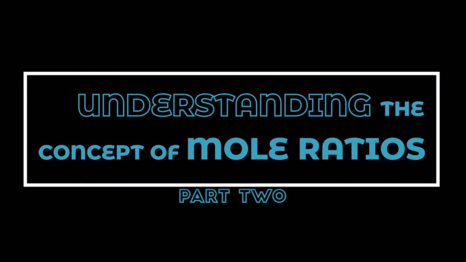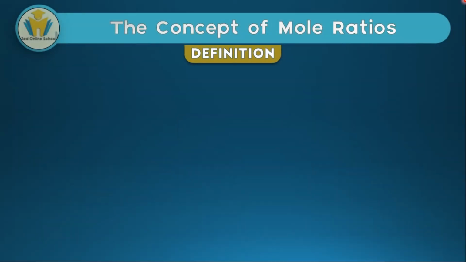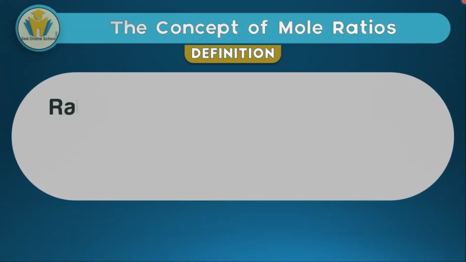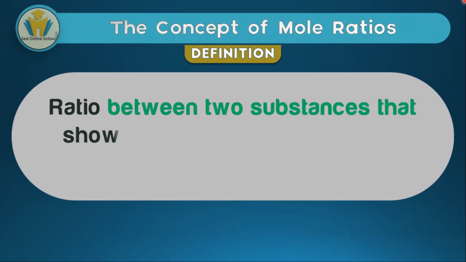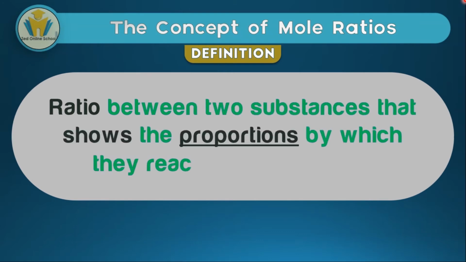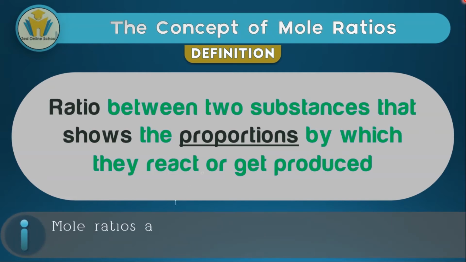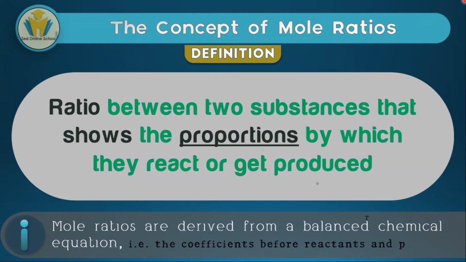But before you get applying the mole concept, you need to know the concept of mole ratios. By definition, this is just a ratio between two substances that shows proportions by which they react or get produced. That's the definition of a mole ratio. So if you know how to form ratios, you're home and dry. And if you know a bit about what a proportion is, you can easily work with mole ratios. It's worth noting that mole ratios just come from a balanced chemical equation. In actual sense, we just get those numbers in front of the reactants or the products.